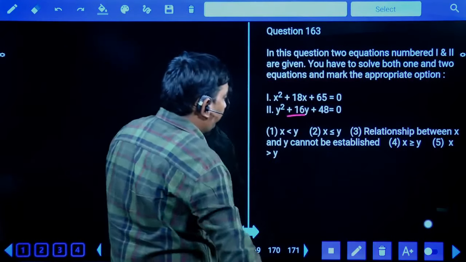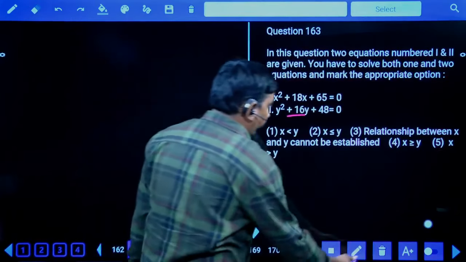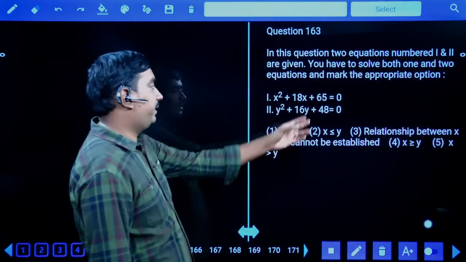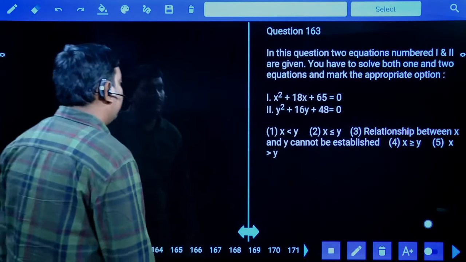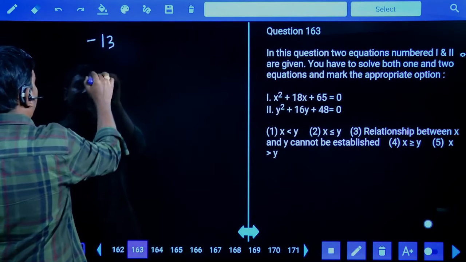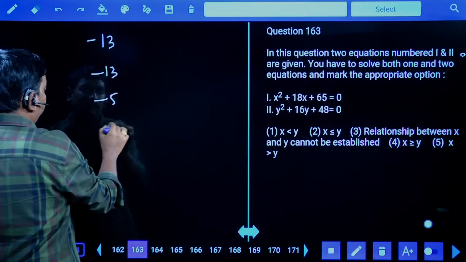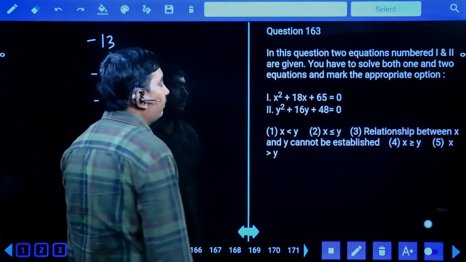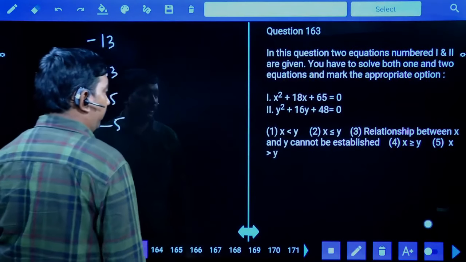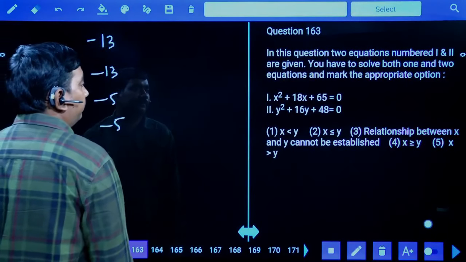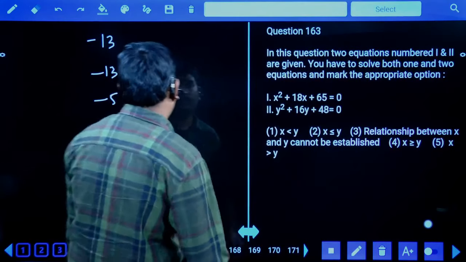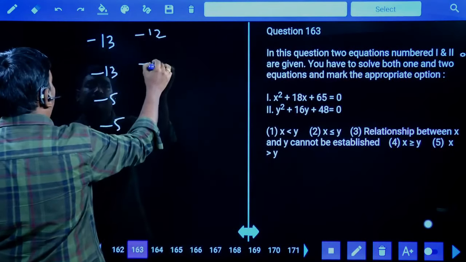13 5s are 65. If we multiply, we need to get 65, and addition means 18. 13 5s are 65. Minus 13, minus 5. 48: 8 6s are 48, which means 14 you will get. 12 4s are 48. Initially plus 12, plus 4. Finally minus 12, minus 4.